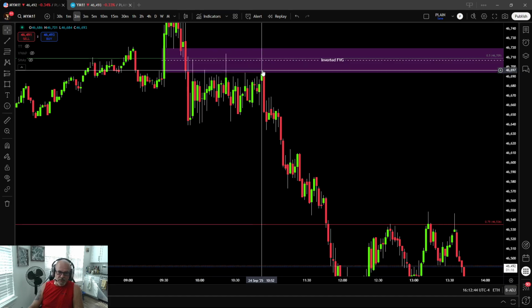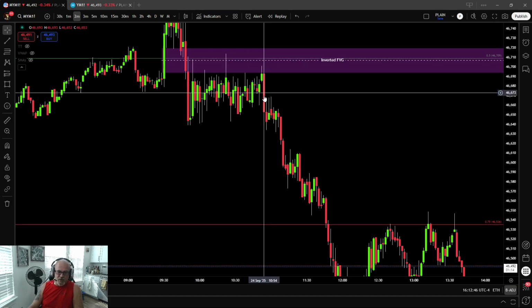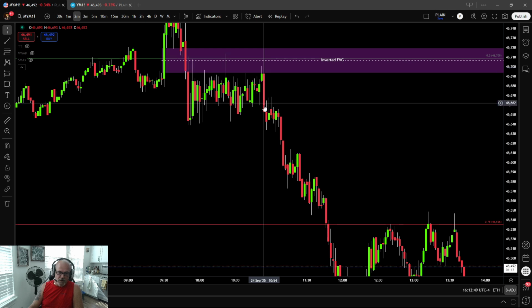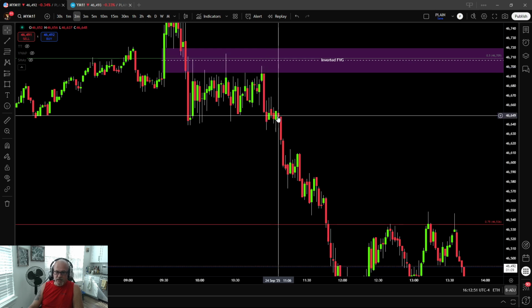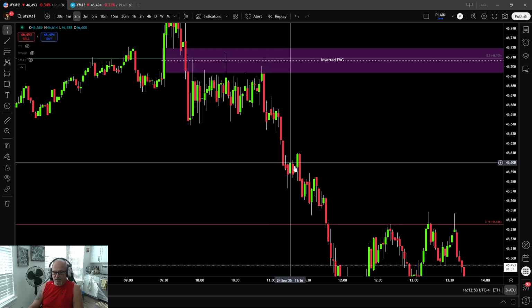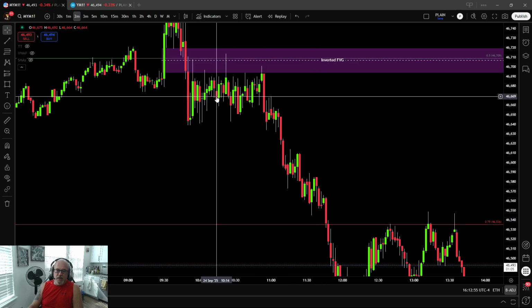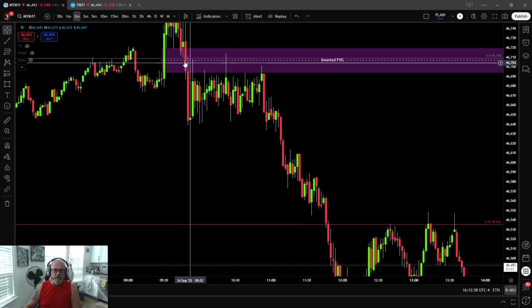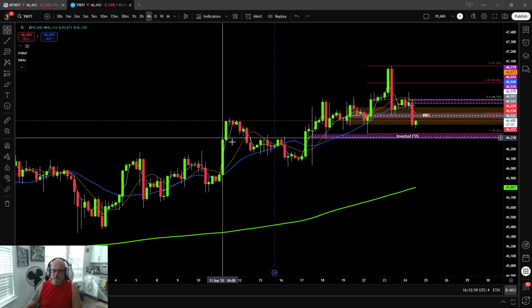It did get us into a little bit of a drawdown here before we got our power candle all the way back to the bottom of the range, a little bit of consolidation, and then down we went. Okay. Let me show you what this looks like on my trading chart, okay, this morning.